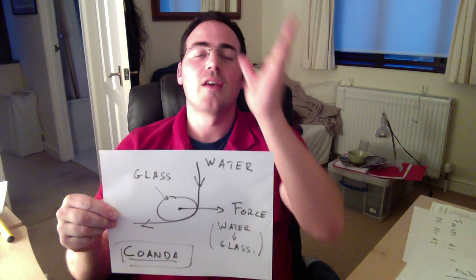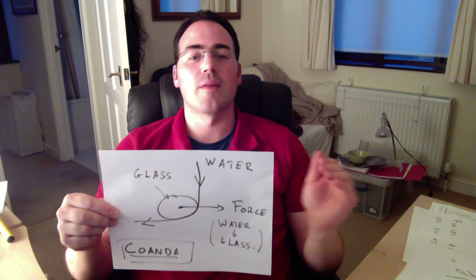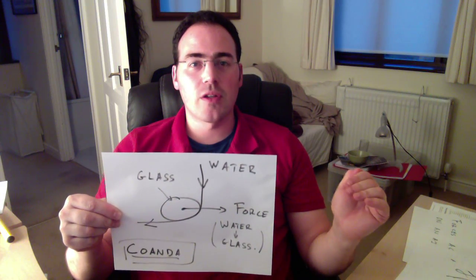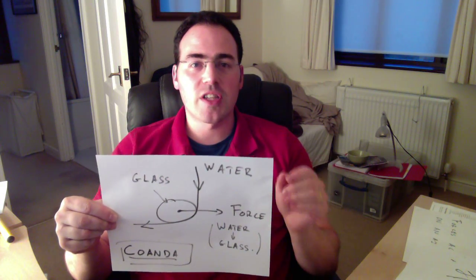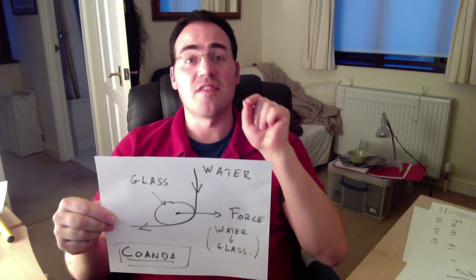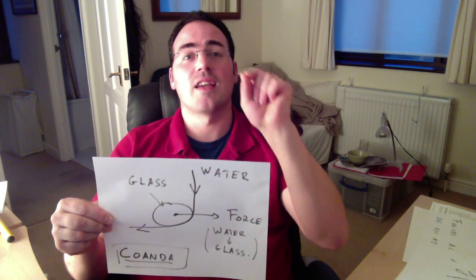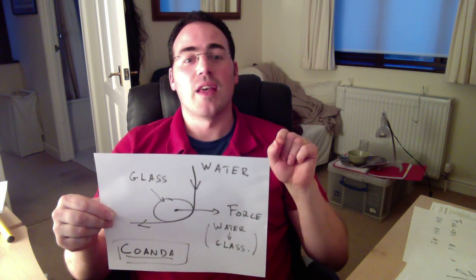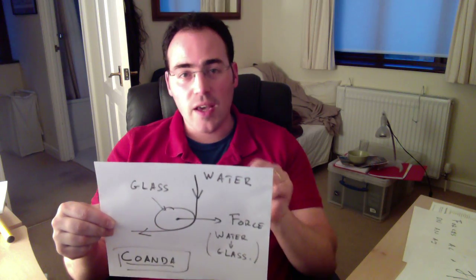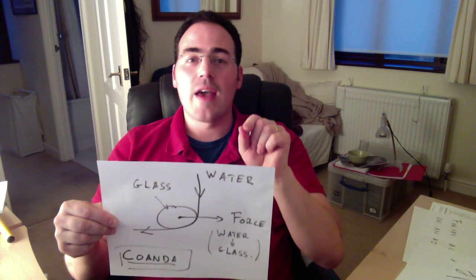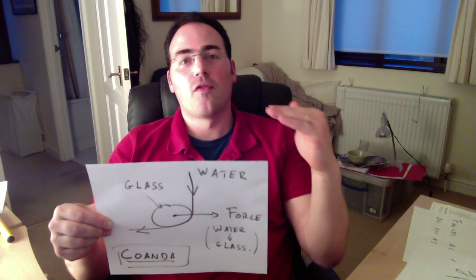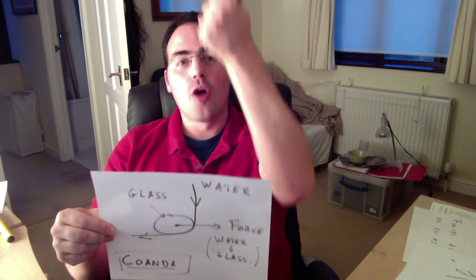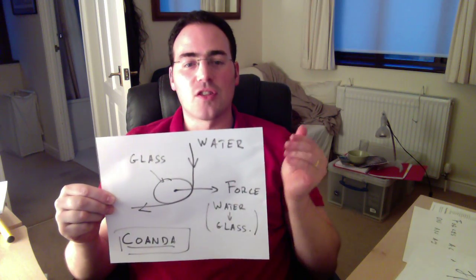Same thing with air, it is going to follow the curve of the wing. The water flow changes direction, the air flow changes direction, and the glass has got an effect. It's putting a force on the fluid, and the reaction is a force on the glass. Likewise, the air goes downwards following the wing. The reaction is a force on the wing up, and that's the lift. That's the Coanda effect.